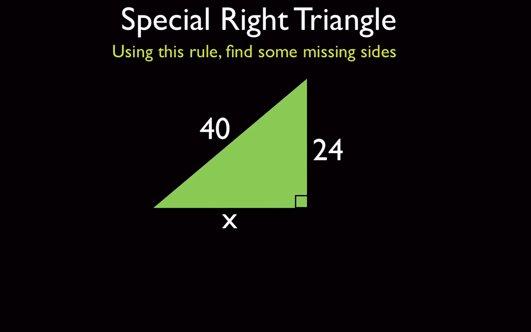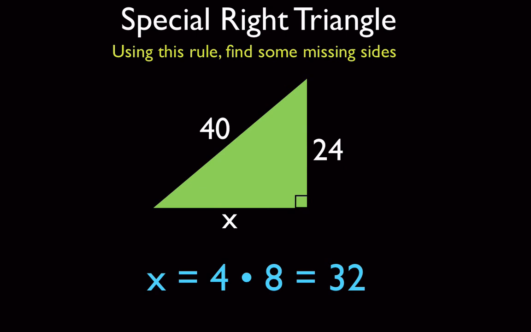Okay, so here we go again. Notice that the hypotenuse is 5 times 8. The leg that we have is 3 times 8, so the last one would have to be 4 times 8, which is 32. And again, you can still use the Pythagorean theorem, leg squared plus leg squared equals hypotenuse squared.